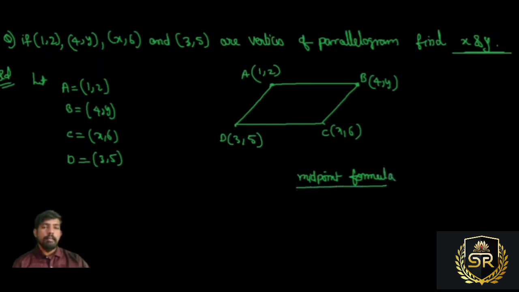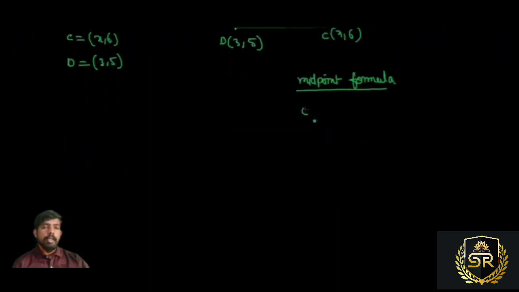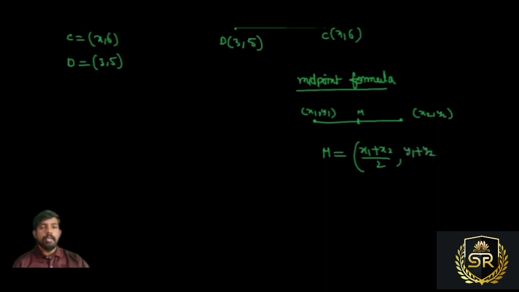Okay, see here, this point is x1 comma y1, and this point is x2 comma y2, and this is a midpoint M, let us say. So midpoint M is equal to the formula (x1 plus x2) by 2, (y1 plus y2) by 2. This is the midpoint formula.